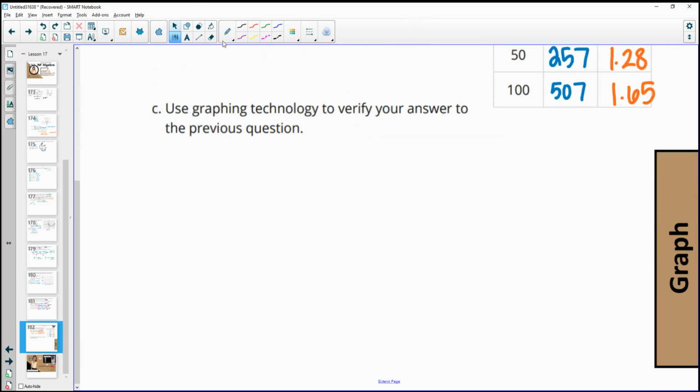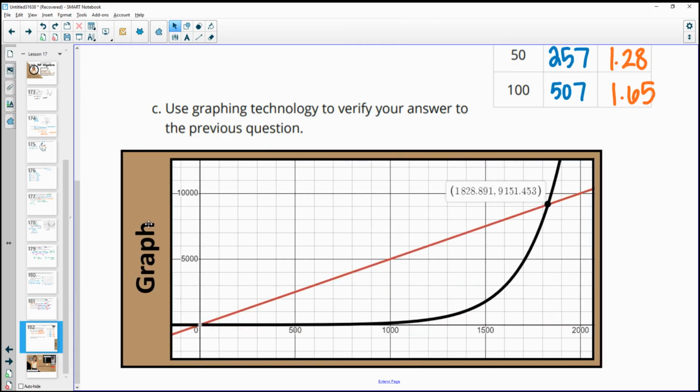So if we use graphing technology to verify this, it took until like 1800. So plugging in 1829, because 1828.89 is when they're equal. So this exponential won't overtake it until like 1829. It'll finally be higher than the 5x plus 7. But it does eventually get there, right? And then the output is at over 9,000.